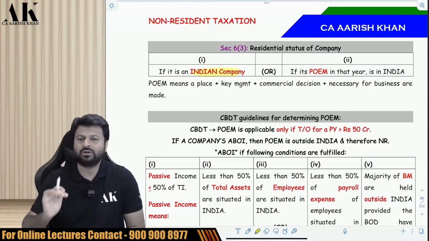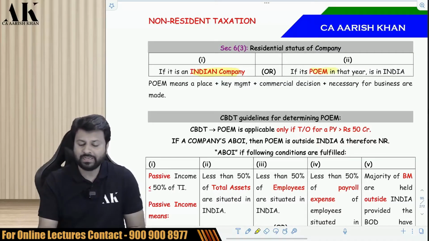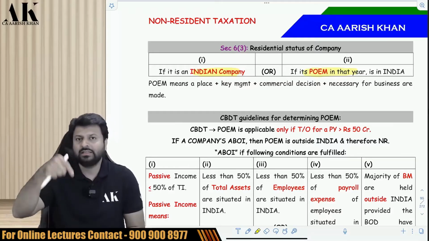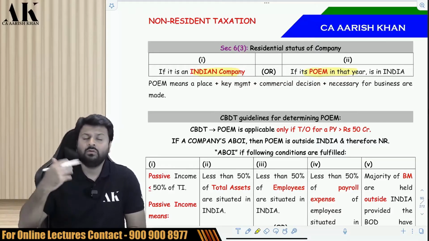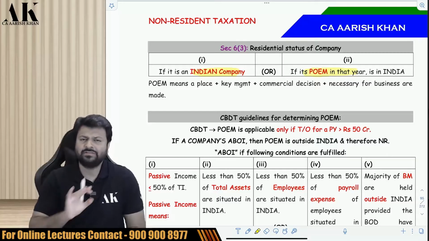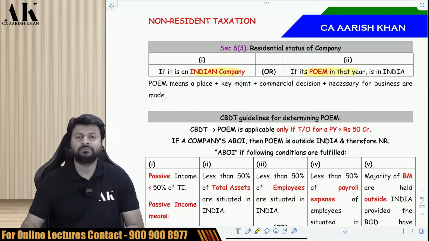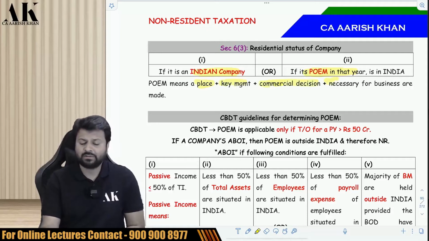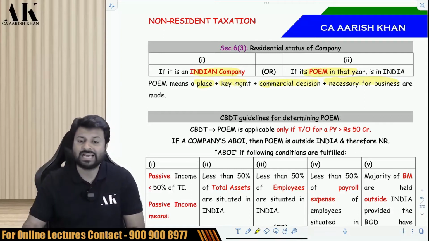Can a foreign company also become resident? Yes. If the place of effective management of that foreign company is in India in the current year, then that is also resident. What do I mean by place of effective management? There is a very simple definition given by the government. Place of effective management means a place where key management and commercial decisions necessary for the business are made.